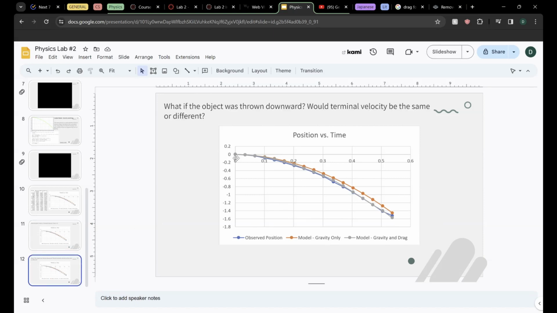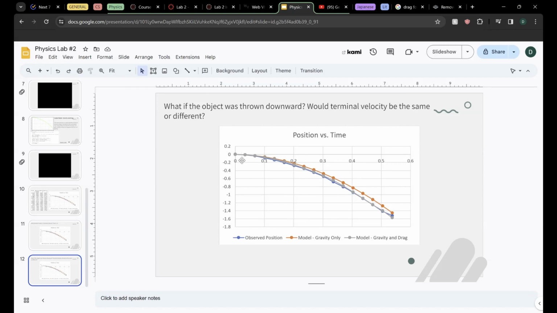And what if the object was thrown downwards? Would terminal velocity be the same or different? Terminal velocity would be the same because eventually the forces would balance out. The acceleration downwards would still be the same. It would be gravity, and drag would oppose it. The initial velocity would just be increased. Other than that, nothing would change.